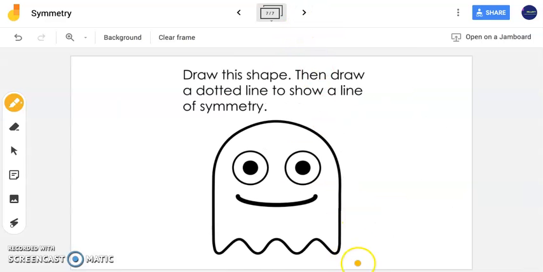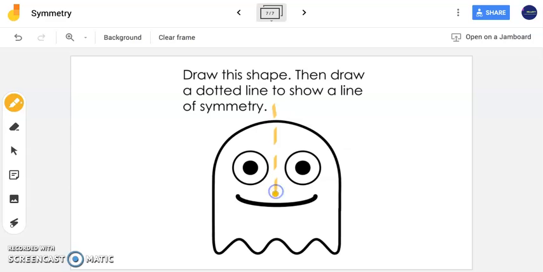And this is where it can get really fun. You can have any type of figure, any type of drawing you would like. And your goal here is to draw this shape, then draw a dotted line to show a line of symmetry. Now, if I drew a horizontal line here, I'm going to find that above I have eyes and under I have a mouth. That's not the same amount on both sides. Therefore, I'm going to try another way. Let me try a vertical line.